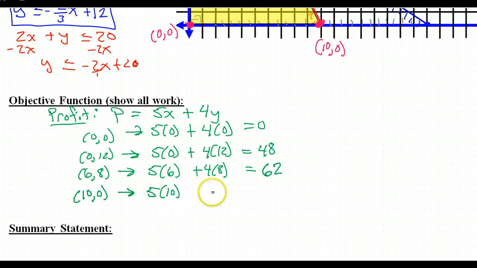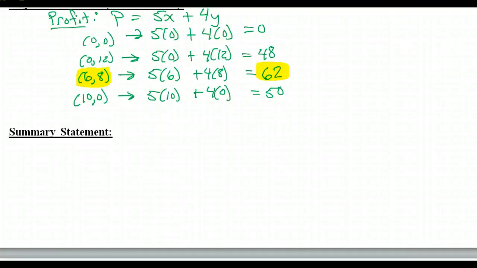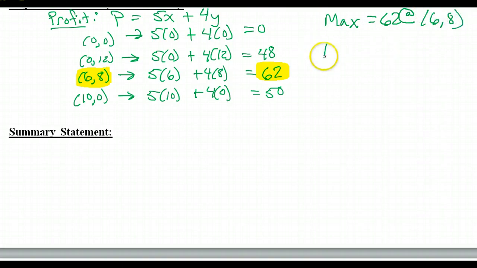And finally we have 10, 0. So it's 5 times 10 plus 4 times 0. So that's 50. Okay, so our max is right here. Max of 62 at that point right there. And let's just write that down before we move on. So we had a max of 62 at 6, 8. And for the record, we had a min of 0 at 0, 0.